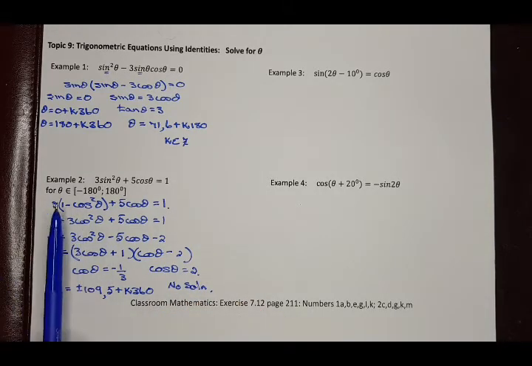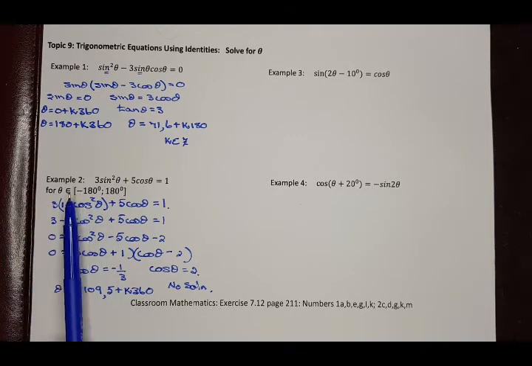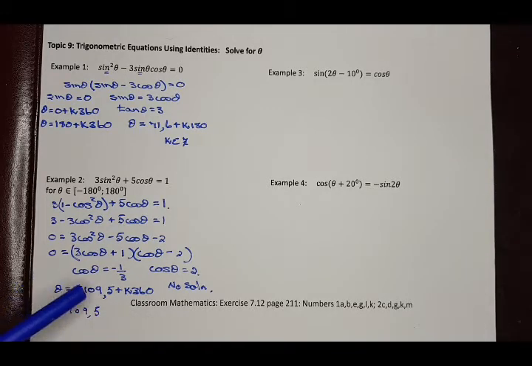Now in this sum, I added a restriction. So you always start off with your general solution, but now we've got to substitute various values of k and work out which values of theta are going to lie in the interval from minus 180 up to 180 degrees. So now if k is equal to 0, I get 109,5. 109,5 fits in my required interval. If I add 360, my angle is clearly too big. If I take my 109,5 and I subtract 360 degrees, my angle is minus 250, which is clearly too small.